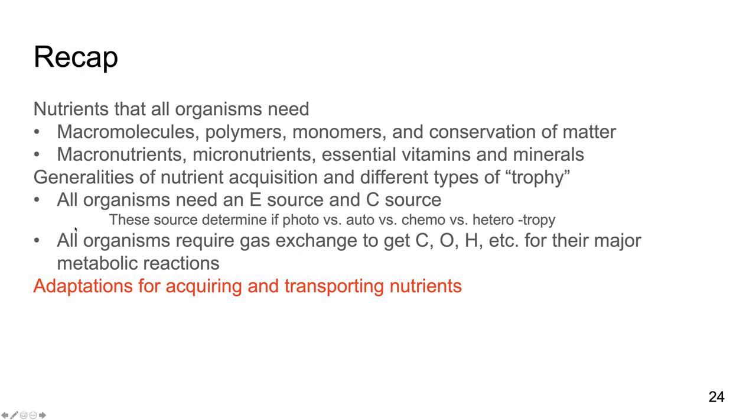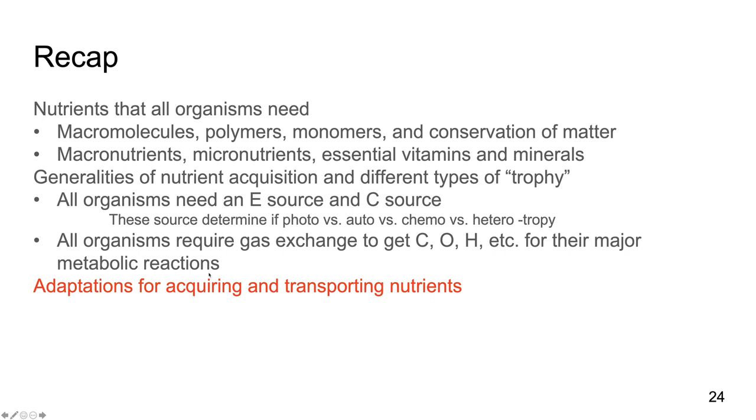Okay, so as a recap, in the lecture before this one, we covered all of these things. In this lecture, we talked about the generalities of nutrient acquisition and the different types of trophy. We talked about the fact that all organisms need an energy source and a carbon source. And where these sources come from determines whether an organism is phototrophic, autotrophic, chemotrophic, or heterotrophic.